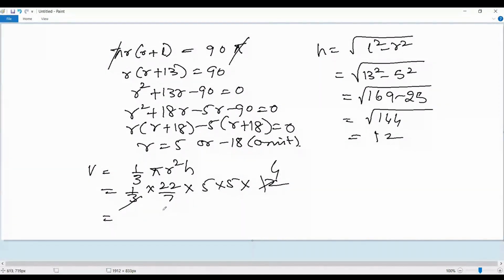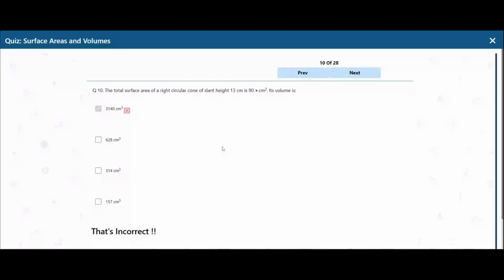Nothing is getting cancelled. 22 into 314, 88 into 25 by 7. How much did you get? 88 into 25 by 7 is 314.28. Let me share the screen. 314 point, there is no 3 point, only full. That's correct.